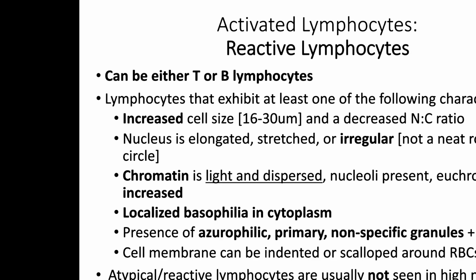You'll also see a lot of basophilia, especially concentrated where it's interacting with other cells. You can also see some of these granules in there, maybe vacuoles, depending on the condition of the patient. We also see a lot of this cytoplasm which will start to wrap around red cells. That's called indentation or scalloping. We don't really see atypical or reactive lymphs in high numbers in healthy individuals, but if we see them in high amounts, then we're thinking viral infection.